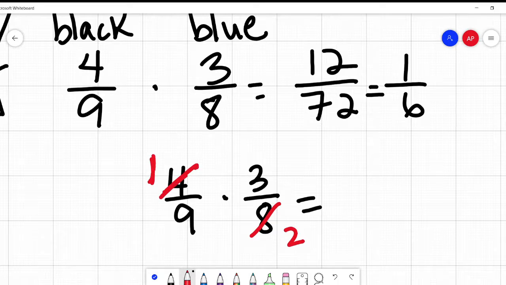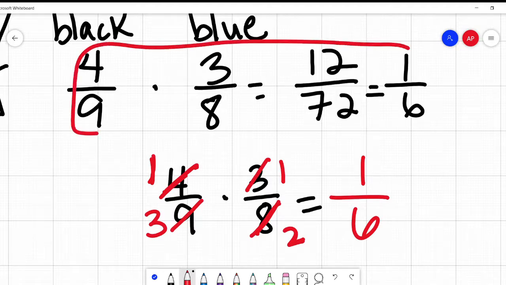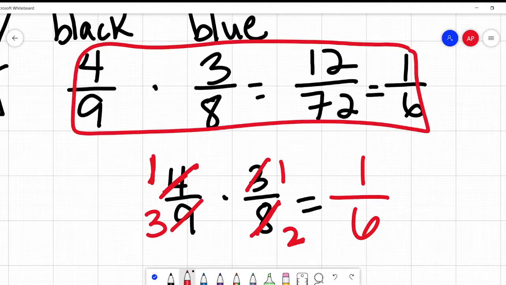So 4 goes into 4 one time, 4 goes into 8 2 times, 3 and 9, 3 goes into 3 one time, 3 goes into 9 3 times. 1 times 1 is 1, 3 times 2 is 6. Again, if this is something that you're not familiar with, don't worry about it. You can still just multiply it and then simplify after. Perfectly fine. As you can see, you still get the same answer. No big deal.